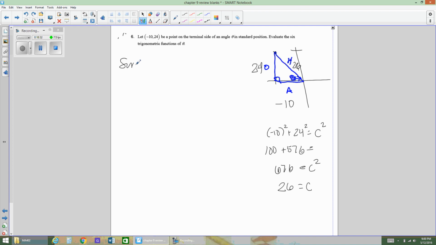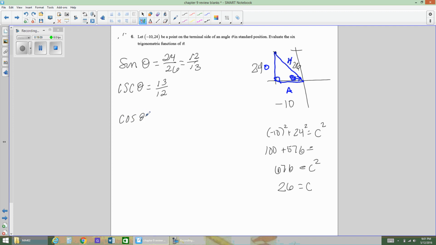Alright, so the sine of theta is equal to opposite over hypotenuse. So I've got 24 over 26. Now that reduces. 24 over 26 is 12 over 13. And I'm going to save space, so I'm just going to leave it that way. And then now, what goes with sine? Cosecant goes with sine. And I know it's just the reciprocal. I don't even have to work.